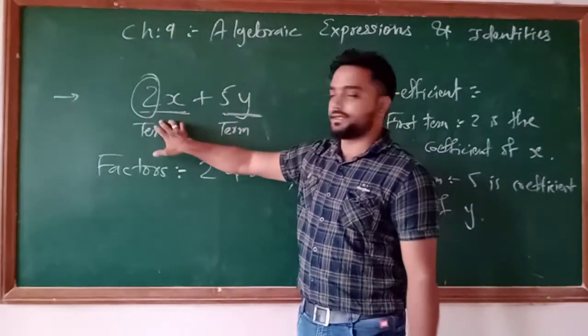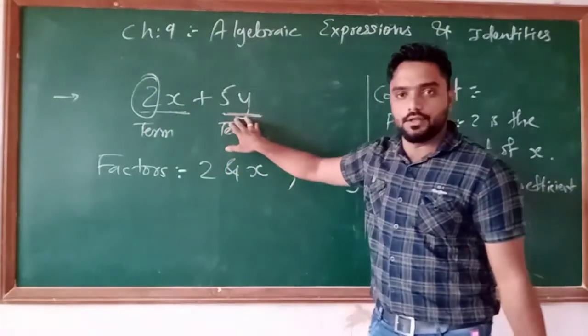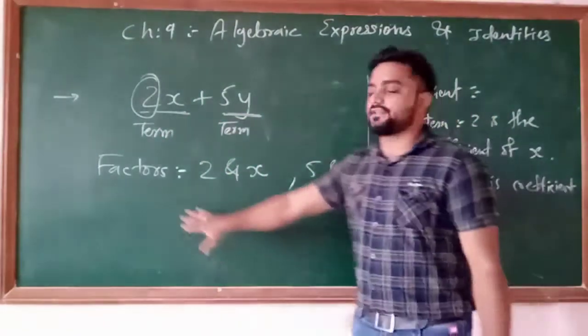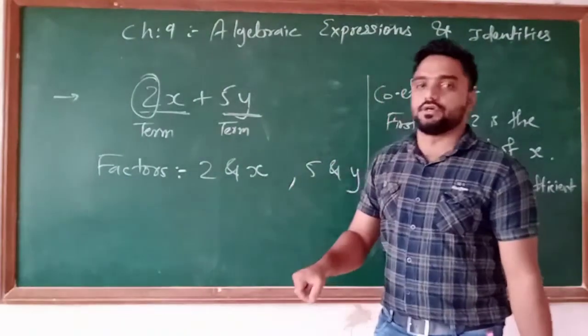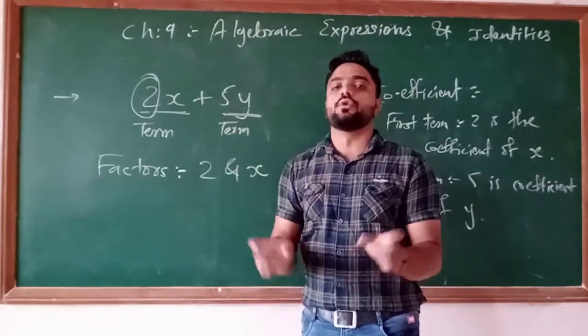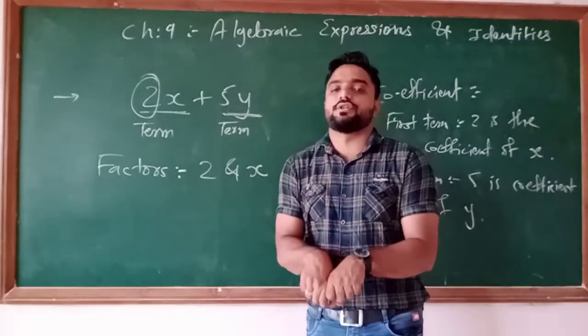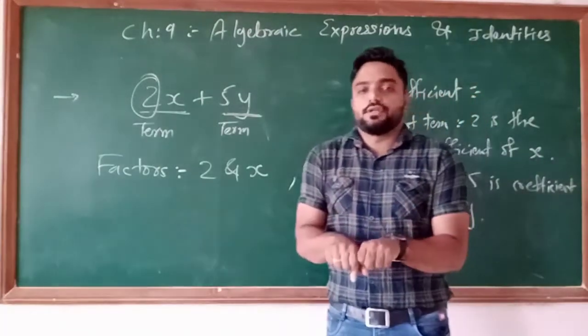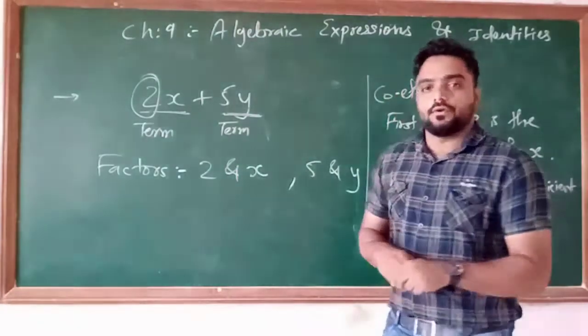So here, 2x is one term, 5y is another term. Understand or not? So that is the number of terms. And now the next one is the factors. In each term, the known value and the unknown value are in product with each other. Yes, they are product with each other. Understand or not? So they are called the factors.